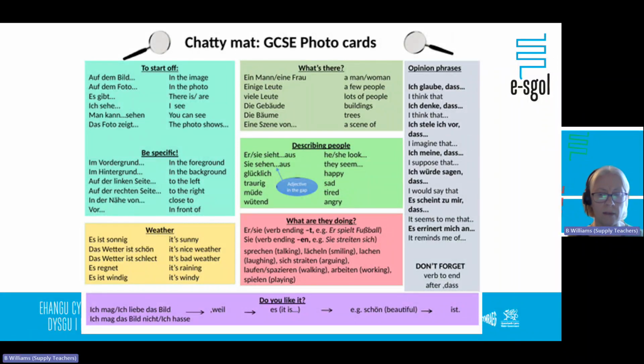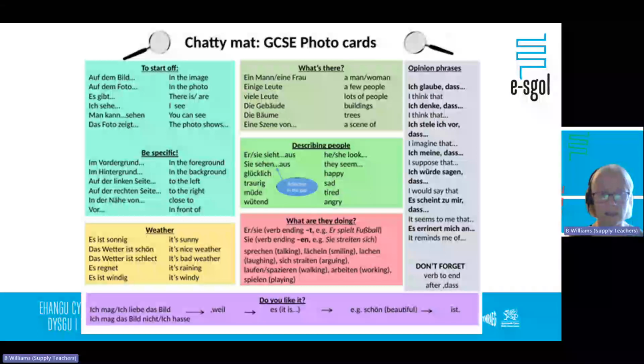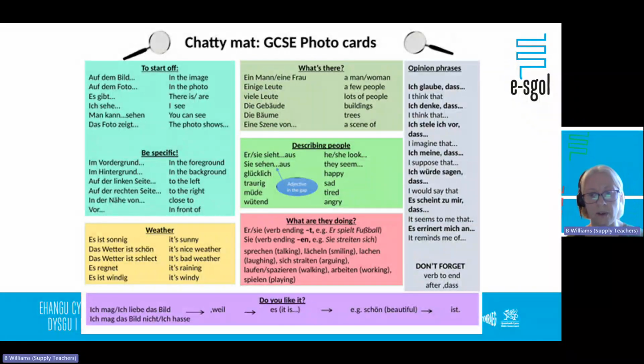At the bottom then, you could always put your opinion on the photograph itself. So the purple box gives you an example of how to do that. So you could say, ich mag or ich liebe das Bild, comma, weil. So I'm saying the word comma to remind you for your written exercises that the comma goes before that clause. Or you could also say it negatively. That's fine. You can say that you don't like the picture as long as you say why. So ich mag das Bild nicht, or ich hasse. And then again, weil, to justify why you have the opinion that you have.